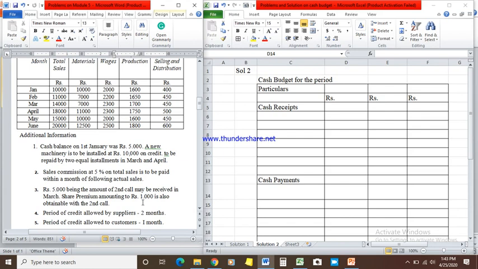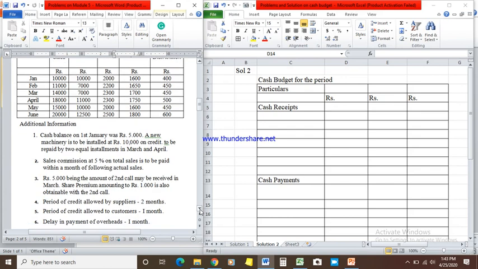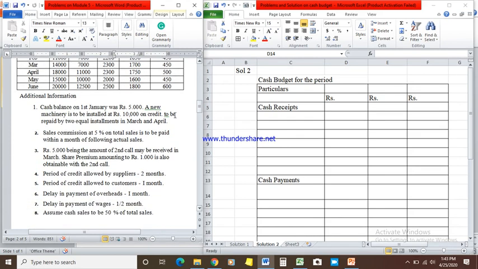Next, the period of credit allowed by the supplier is 2 months. In the previous problem it was also 2 months, so in this problem also it is a 2 months period. The period of credit allowed to customers is 1 month, so we are providing 1 month credit for the credit sales. The delay in payment of overhead is 1 month. So for the different overheads, production and selling and distribution overhead, the delay is 1 month. The delay in payment of wages is half month.